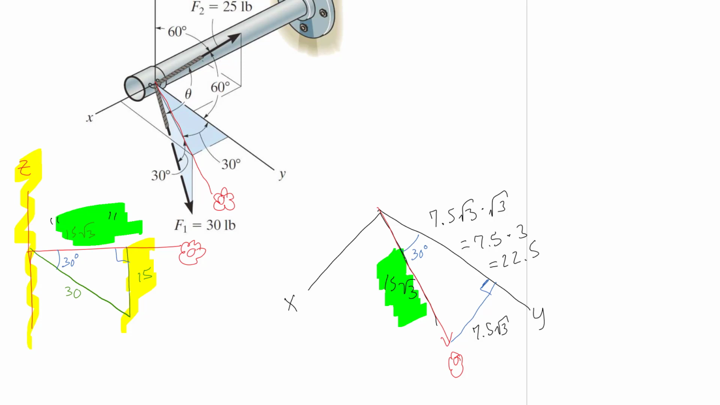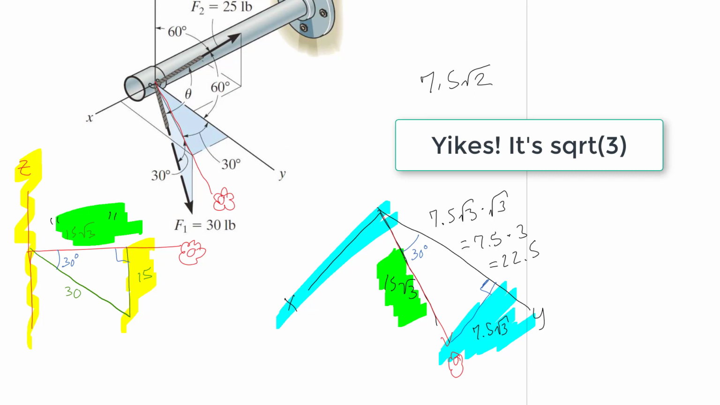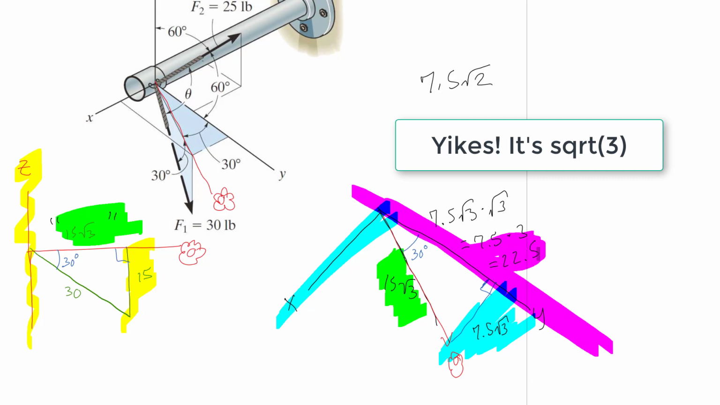So I've got my X component is 7.5 square root of 3, and it is in the positive direction. I've got the Y component, running out of colors. This Y component is the 22.5, and it's also in the positive direction.